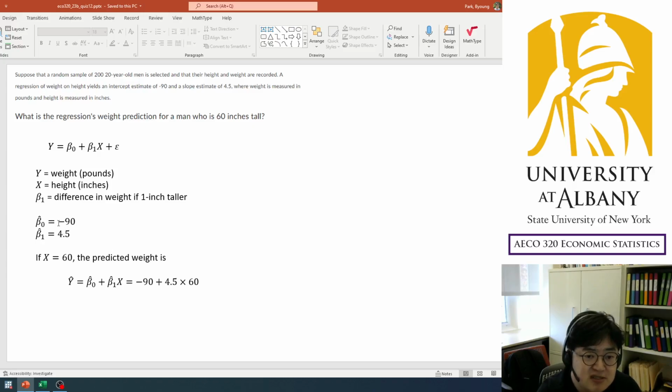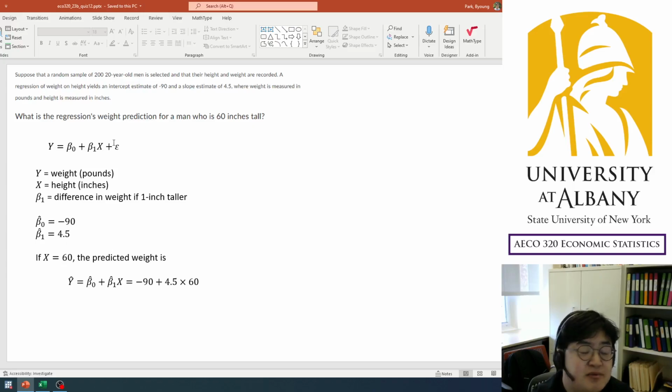What's interesting here is -90. How can y be negative? It's weight. -90 pounds is not possible in physics. But anyhow, it doesn't mean anything because this is the weight if your height is 0. Of course, no one can have 0 height, so it's just a mathematical number. Then we would like to predict when x is 60. When x is 60, then just plug in.